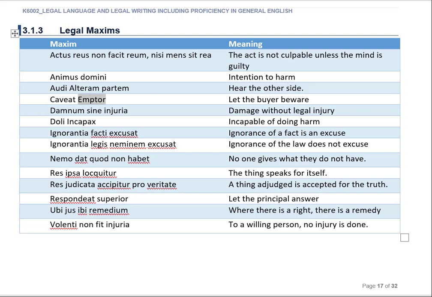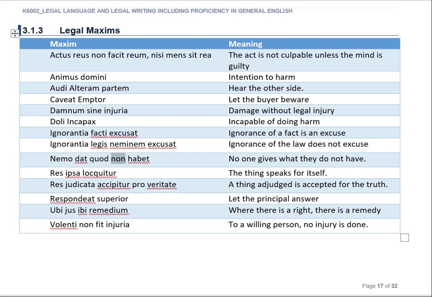Caveat emptor. Let the buyer beware. Damnum sine injuria. Damage without legal injury. Doli incapax. Incapable of doing harm. Ignorantia facti excusat. Ignorance of a fact is an excuse. Ignorantia legis neminem excusat. Ignorance of the law does not excuse.